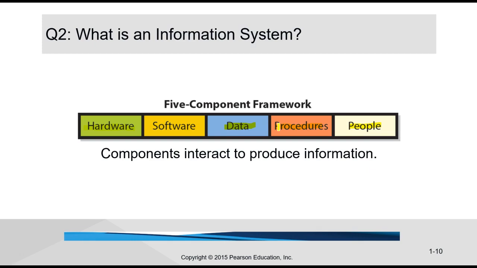So to summarize, an information system consists of these 5 components: hardware, software, data, procedures, and people. And the components of the system interact to produce information.